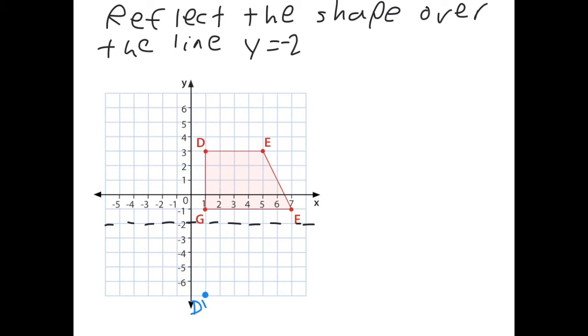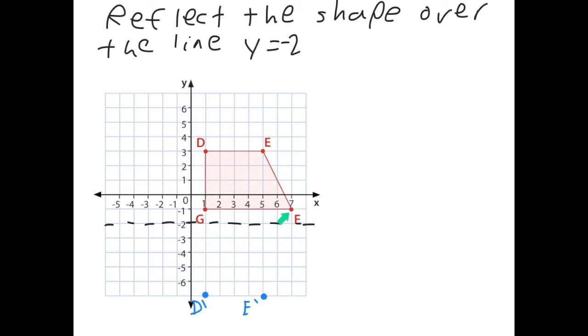And now we can do this with the rest of our points. So E, actually you can already tell that it's the same distance away. 1, 2, 3, 4, 5. So it'll be the same distance away below the line. 1, 2, 3, 4, 5. And here we have E prime.